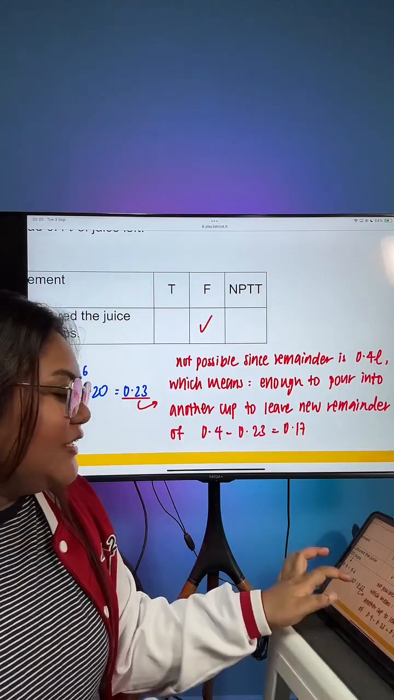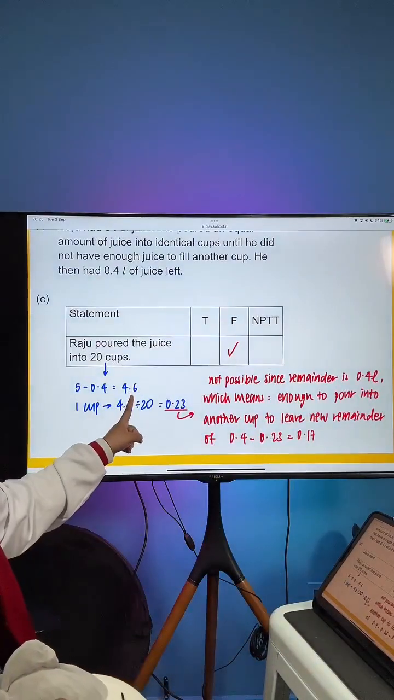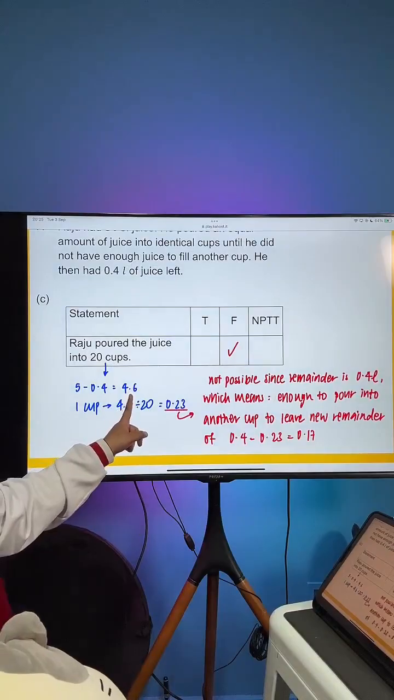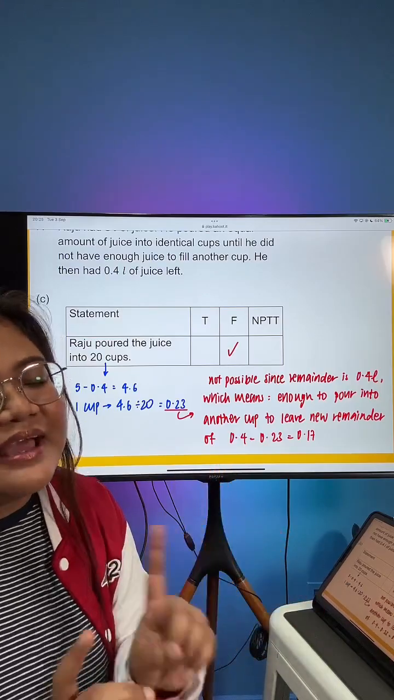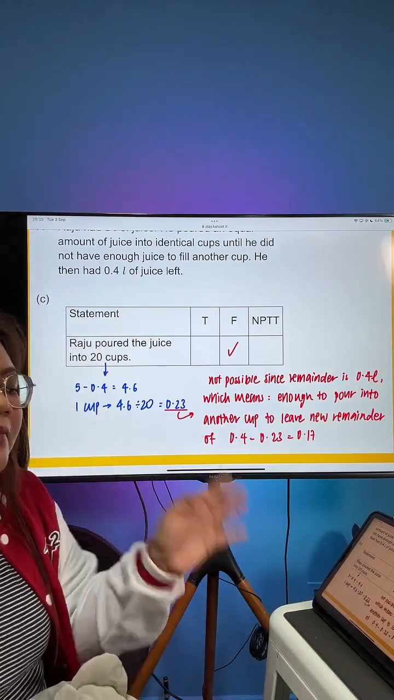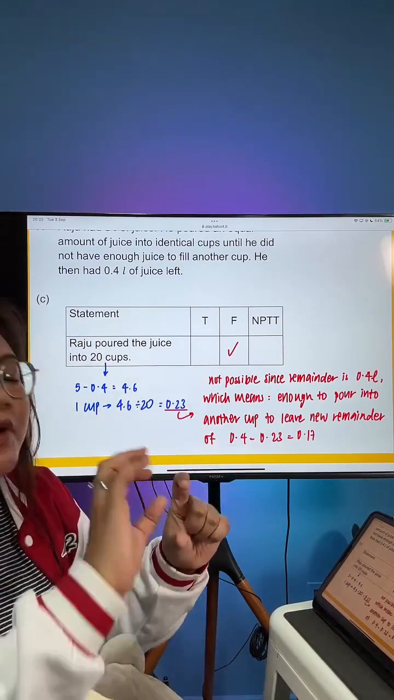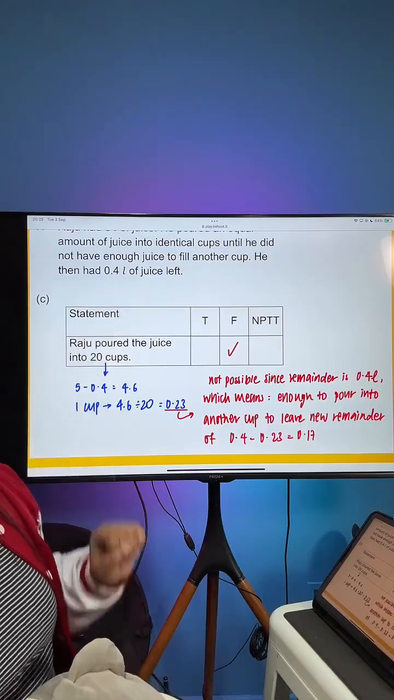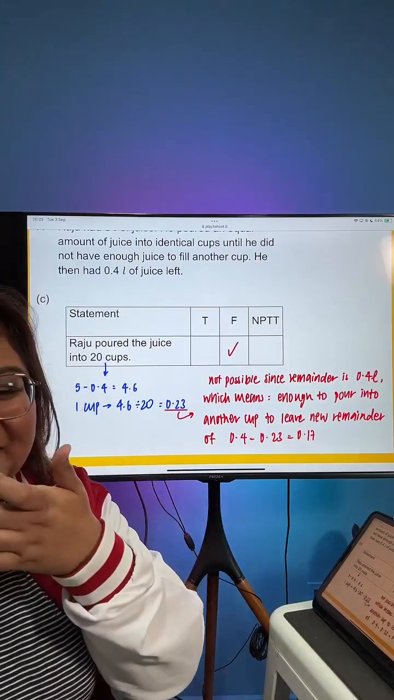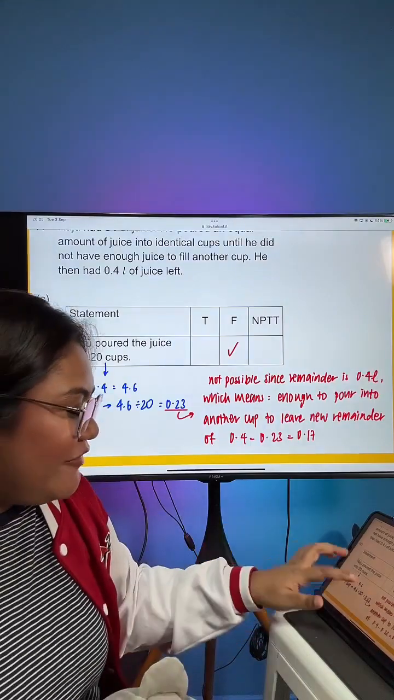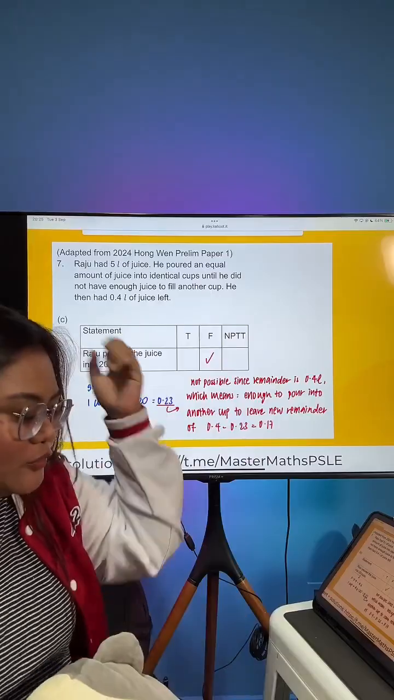So interesting. If you do some of the calculations, you will realize that with 4.6 liters to pour, the maximum you can have is about 11 cups, thereabouts. Anything more than 11 cannot anymore, because that means my cups are smaller, I can pour some more. So my remainder will not be 0.4 anymore.